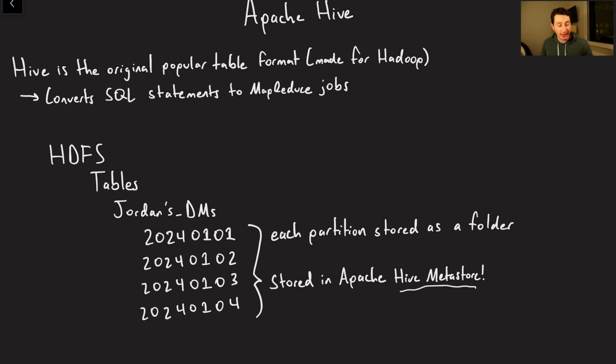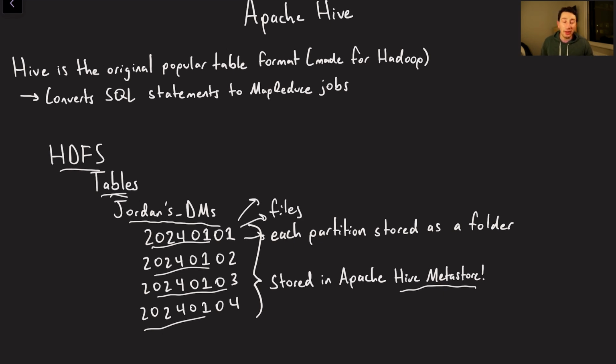And so the idea here is that in this Hive table format, you'll maybe have a list of tables, which are directories within Hadoop, right? You've got your root directory, maybe a tables directory, one table called Jordan's DMs, and from there a bunch of partitions, one per date ID. So January 1st, January 2nd, January 3rd, January 4th. Each partition is stored as a folder, and within one of these folders, maybe we've got a bunch of different files. But at least within the Hive Metastore, which you can think of as a separate database listing out all of the directory names, we aren't actually storing any file names. We're just storing the directory names, which effectively tells us what partitions exist.